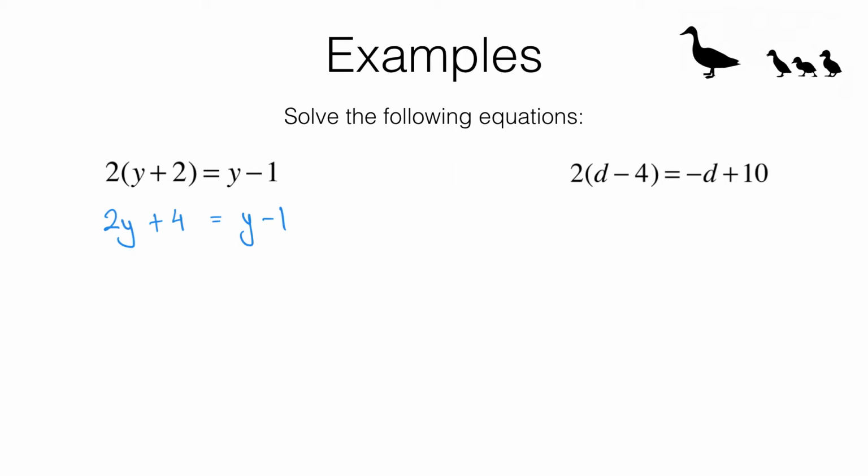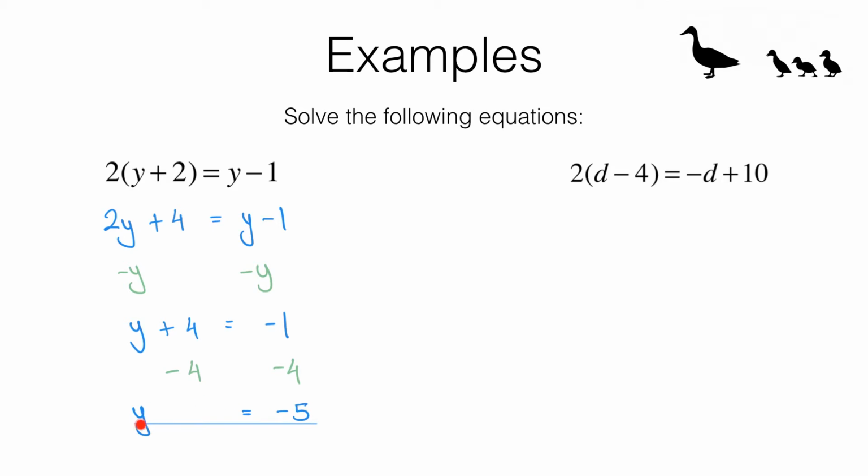Next, I'm going to subtract y from each side of the equation. By doing this, I'm going to eliminate the y on the right-hand side, and I will just have negative 1 there. That's going to equal y plus 4 on the left-hand side. Finally, I'm going to subtract 4 from each side of the equation, and that's just going to leave me with y equals negative 5. And that's my solution.